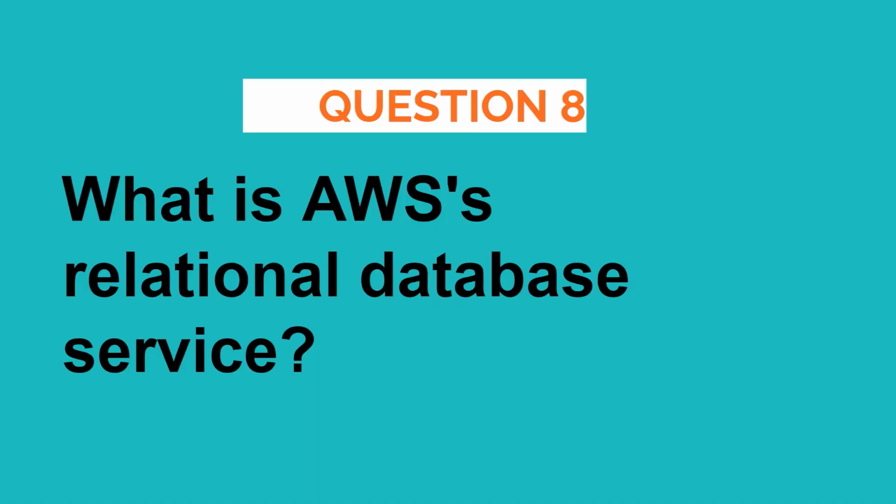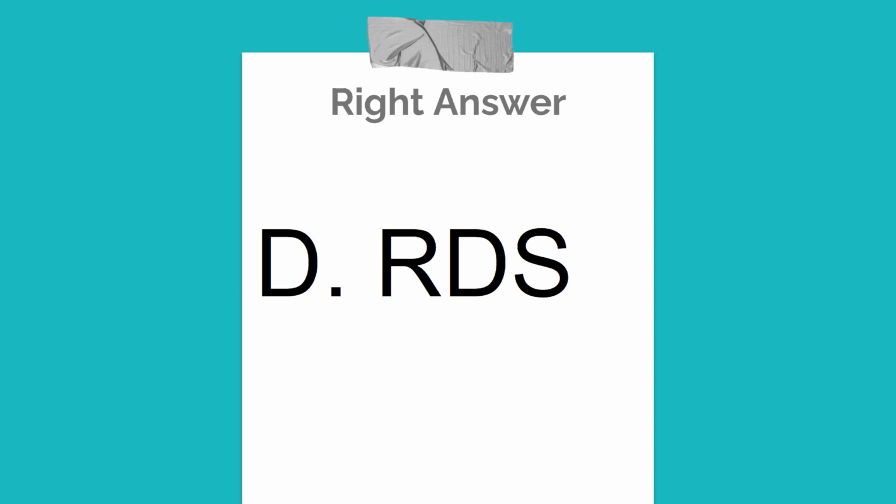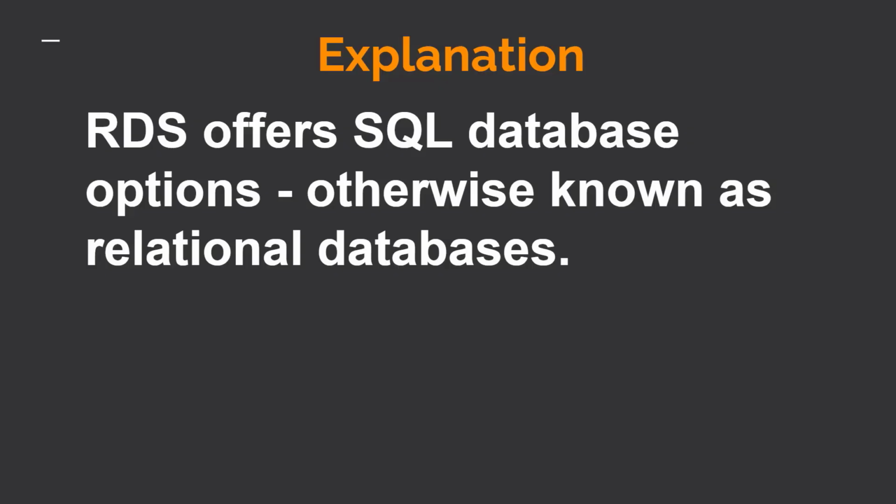Question 8. What is AWS Relational Database Service? Option A. Redshift. B. DynamoDB. C. Elasticache. D. RDS. Right answer is D. RDS. Explanation. RDS offers SQL database options, otherwise known as relational databases.